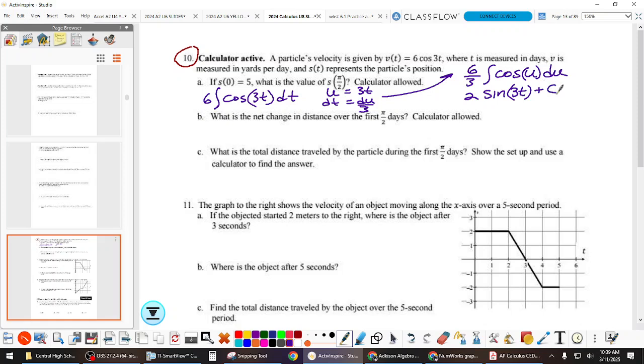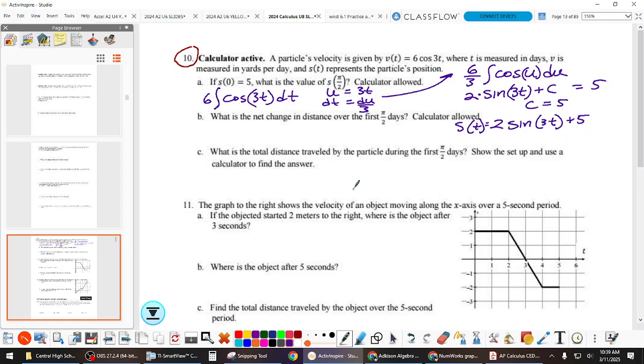Okay, and then we plug in 0 and we hope to get 5. So, yeah, because this whole thing is 0. I'll save myself some writing. Okay, so that is S of t.